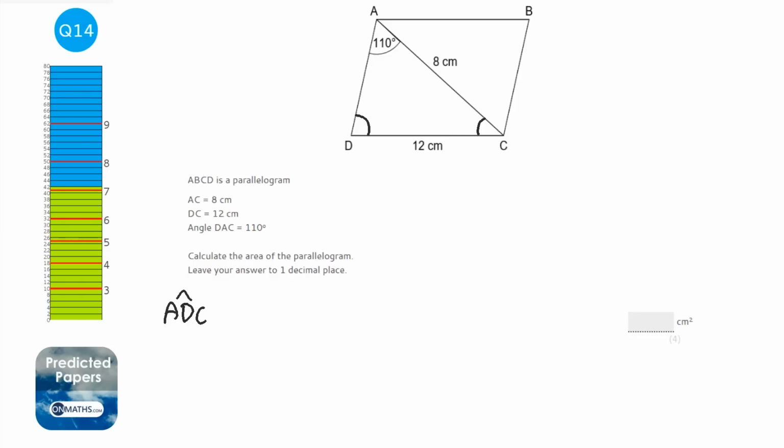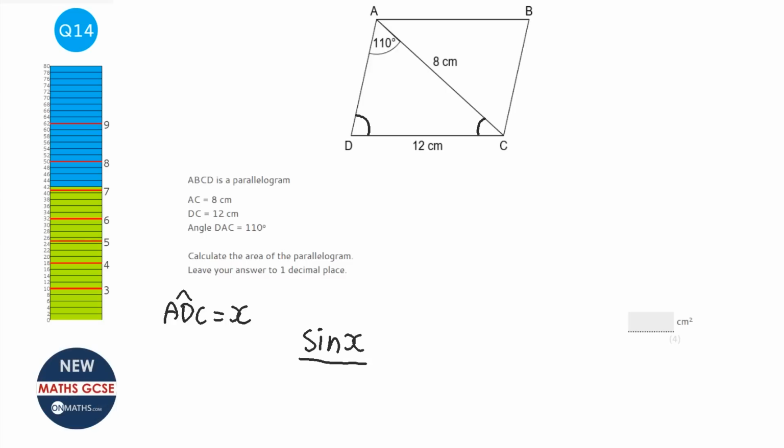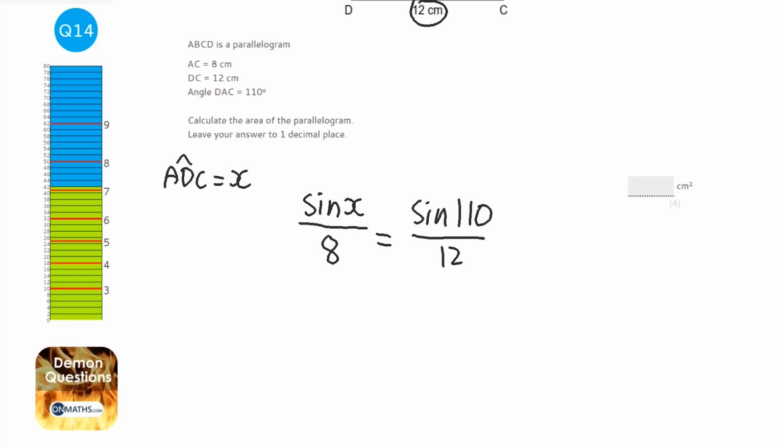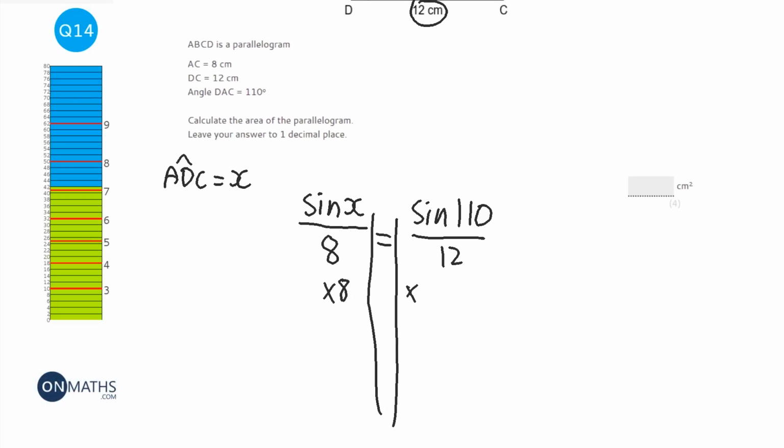Now to do that, let's call it X, so it's a bit easier to write. So I'm going to use the sine rule, and that says that sine X over 8 equals sine 110 over 12. This is X here, so it's going to be over 8. The reason it has to be that way around is that sine matches up opposite angles and lengths, so it's going to be those two and those two. So first thing I'm going to do is times both sides by 8. So it's going to be sine X equals 8 sine 110 over 12. And then I'm going to inverse sine both sides.